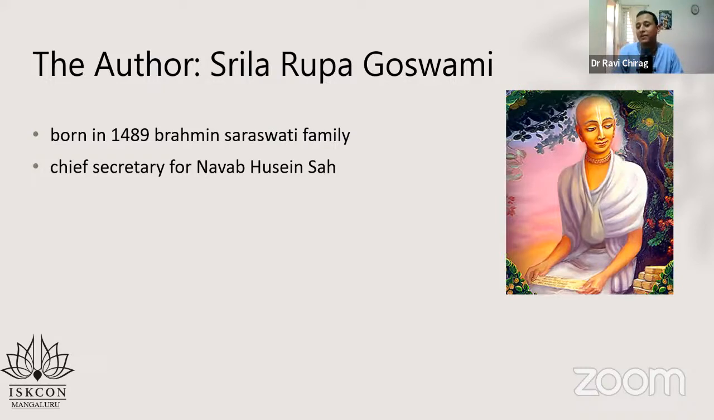The Brahmana Saraswata family was very elevated, very knowledgeable people at the time. But then he was working under Nawab Hussain Shah, so he was rejected by the society people. Srila Rupa Goswami was rejected by the Brahmana family because you are working under a Muslim ruler. So that was the condition of Srila Rupa Goswami at the time.